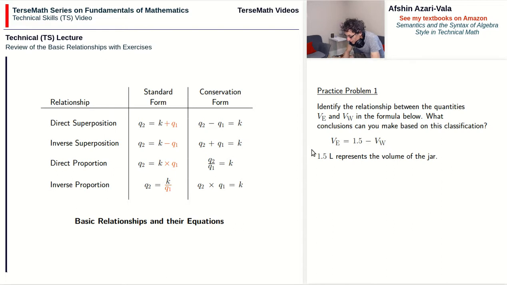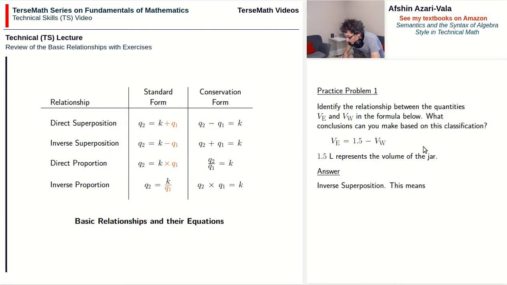Okay, see if you can identify the type of relationship between the empty volume and the volume of the water and make the 2 conclusions. This equation is similar to the standard form of inverse superposition, with Q2 being the same as the empty volume. The K, which is a constant, is the fixed volume of the jar, and Q1 is the volume of the water.